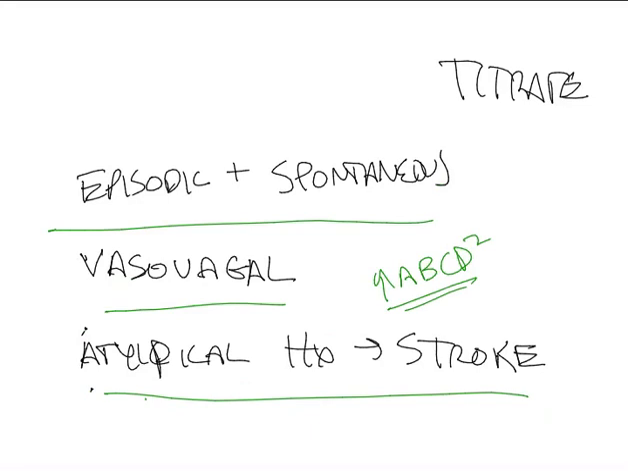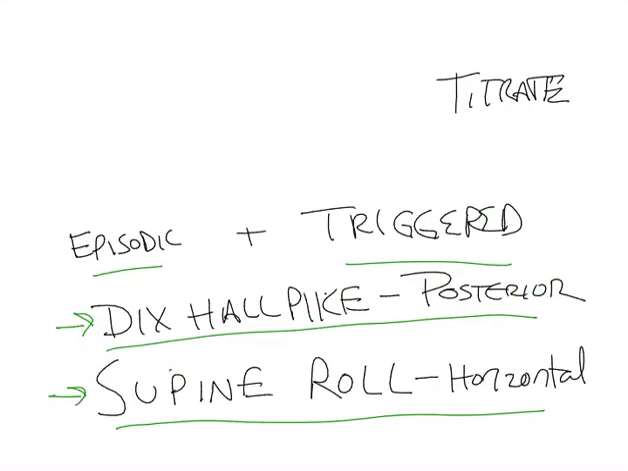Now, with the Dix-Hallpike and supine roll, what you're looking for is, with the posterior canal, an upbeat rotary nystagmus and nothing else. Anything other than that is abnormal. With the supine roll and the horizontal, you're looking for left or right beating nystagmus. Anything other than that is considered pathologic.